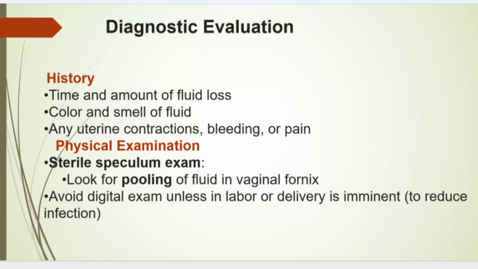Here we reach the diagnostic evaluation of premature rupture of membrane. The first one is history collection. In that we will ask the mother about the time and amount of fluid loss, the color and smell of the fluid, and whether any uterine contraction, bleeding or pain occurs during this time. Next one is physical examination. In that we can perform a sterile speculum examination. With the help of the speculum we can identify a pooling of fluid in the vaginal fornix. It is very important to avoid digital exam unless in labor or delivery is imminent, to reduce the infection.